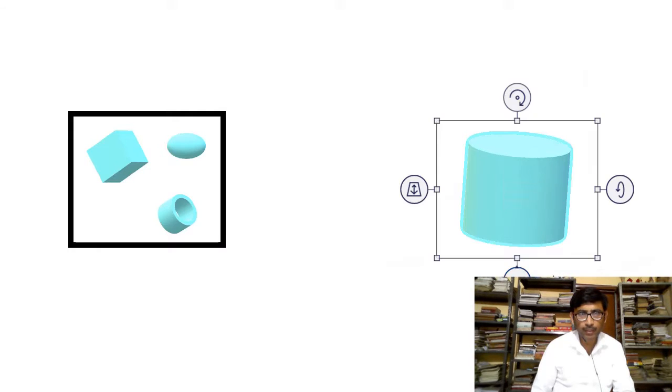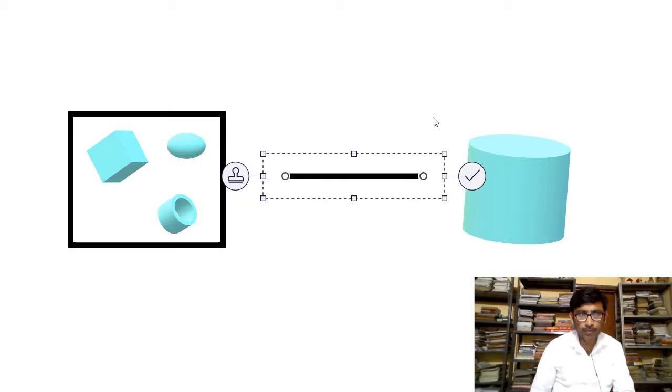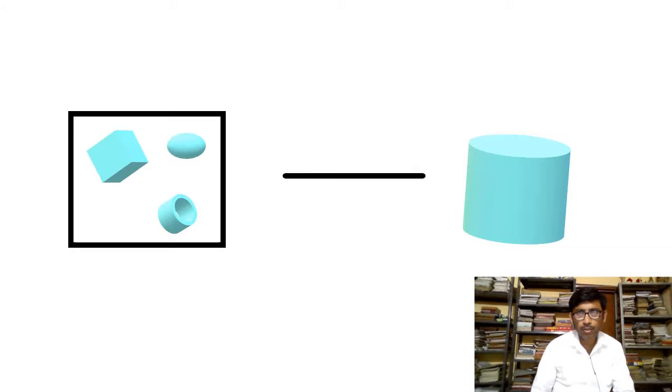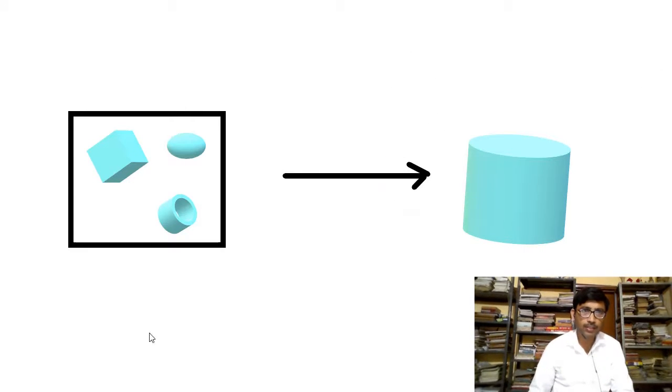So what you have to keep in mind is that on the left hand side there should be at least two reactants, and on the right hand side there should be only one single product. Now such a kind of reaction is called a combination reaction.